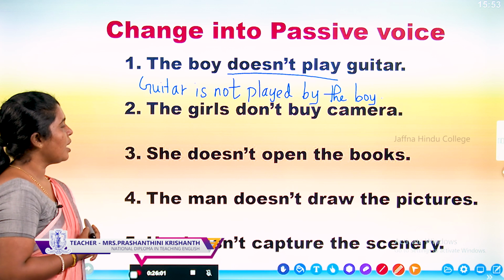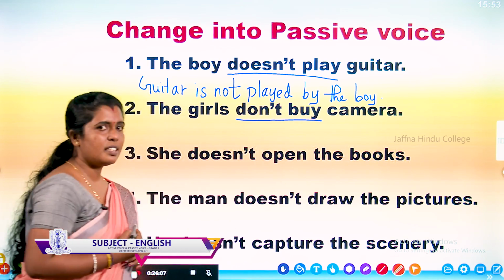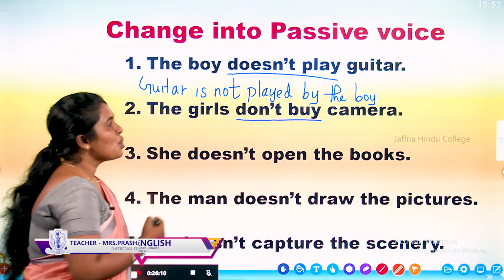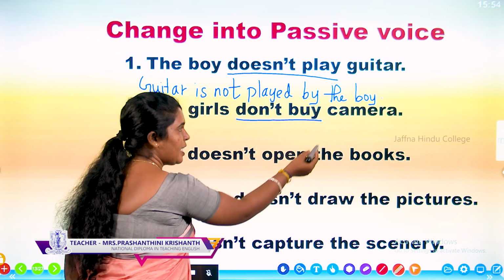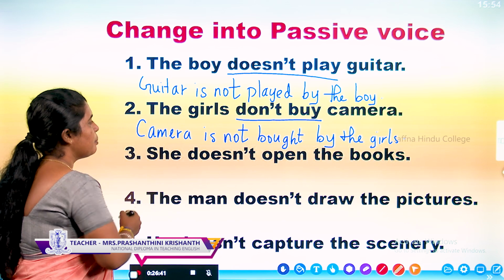Right. See the next one. The girls don't buy camera. So object is camera. So we are taking the camera first. So camera, this is singular, is not. What is the past participle form of buy? Bought. Is not bought. By. Who is the doer? By the girls. Okay.